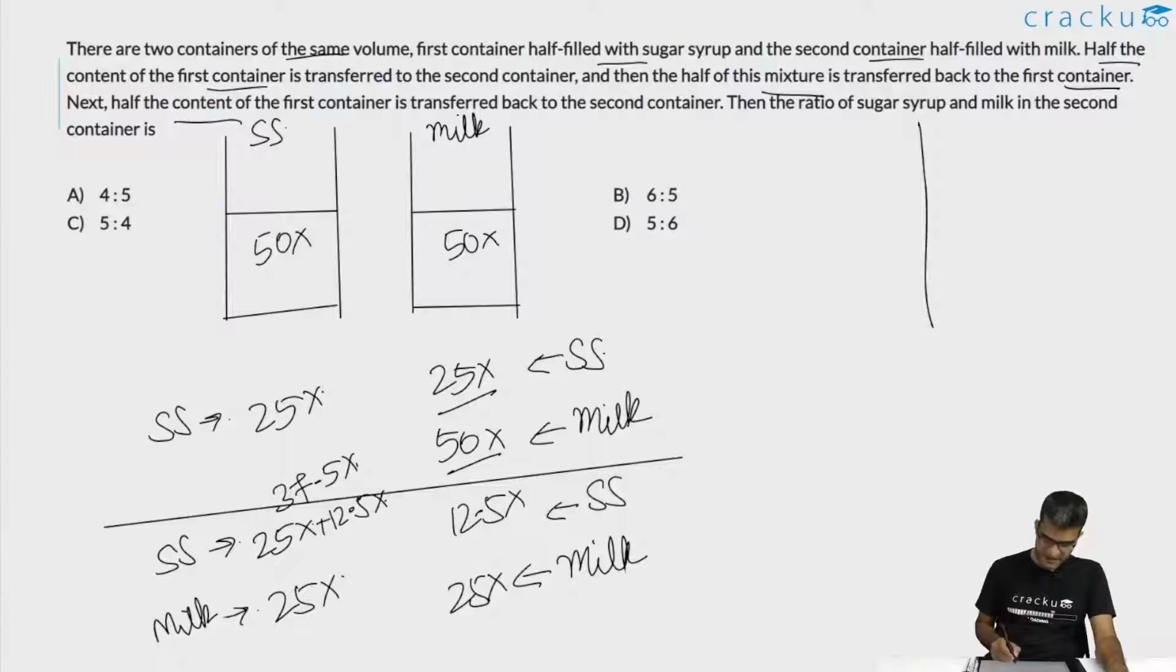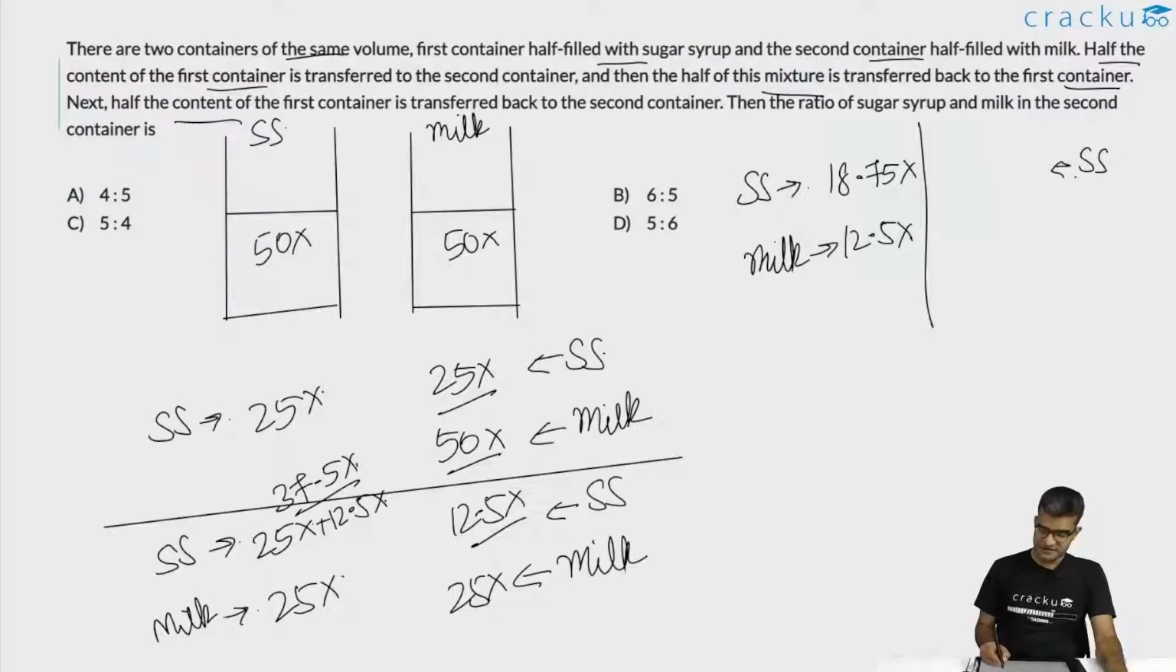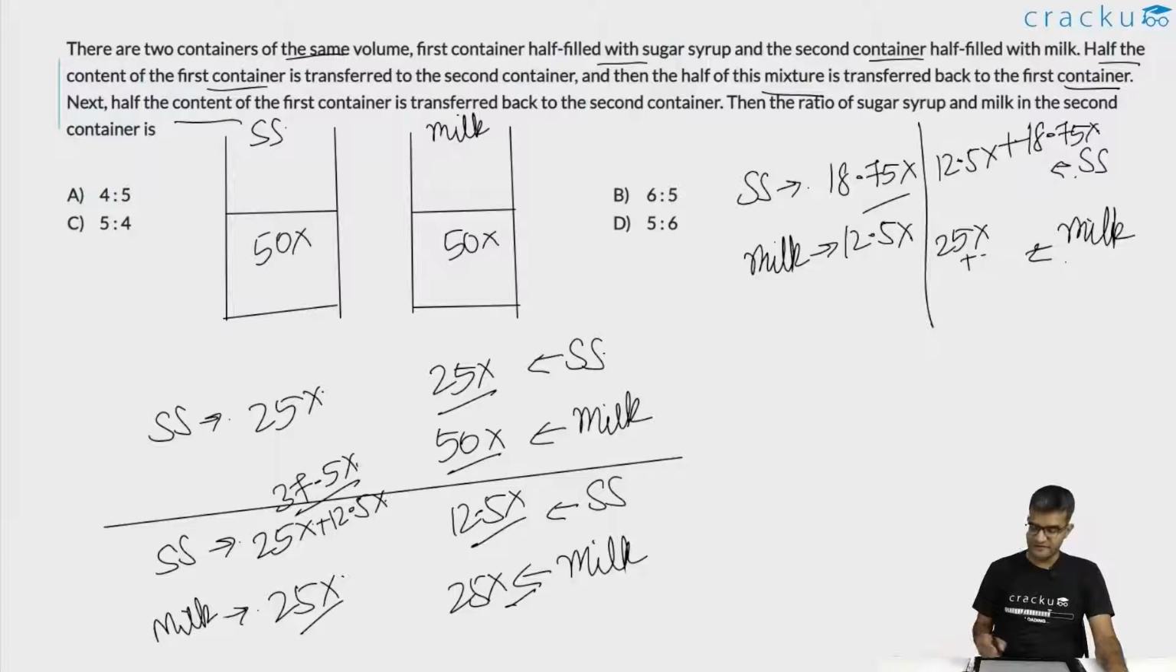So in the first container, the sugar syrup that will be remaining will be half of 37.5x, which is 18.75x, and milk that will be remaining is half of 25x, which is 12.5x. And the sugar syrup in the second container will be 12.5x, which was there originally before this transfer, plus it gets half of 37.5, so that is 18.75x. And milk, it has 25x initially and it gets half of 25x, which is 12.5x.